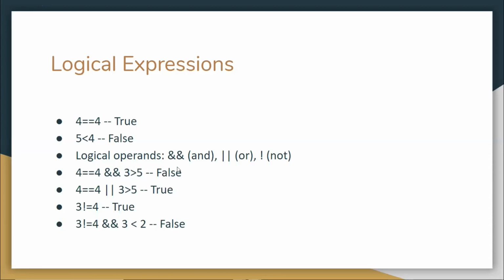So the entire statement would be false because both of the expressions need to be true in order for it to be true. However, the definition of an or is that only one of the expressions, either on the left-hand side or the right-hand side, needs to be true, and then the entire expression is evaluated to true. So since the left-hand expression 4 equal to 4 is true, the entire logical expression is evaluated to true.